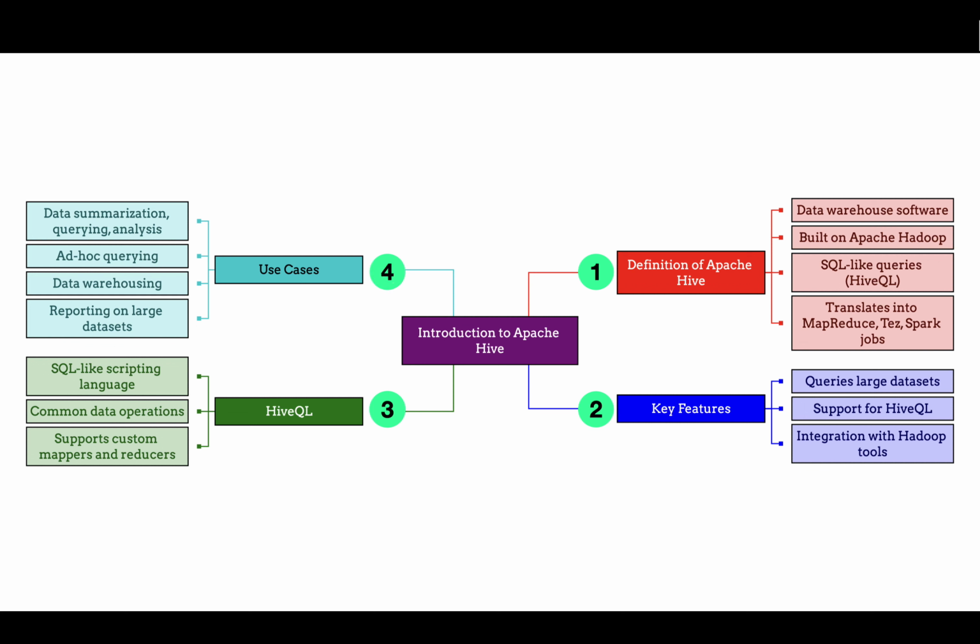4. Use cases. Apache Hive is primarily used for data summarization, querying, and analysis. It's commonly used in scenarios requiring ad hoc querying, data warehousing, and reporting on large datasets.